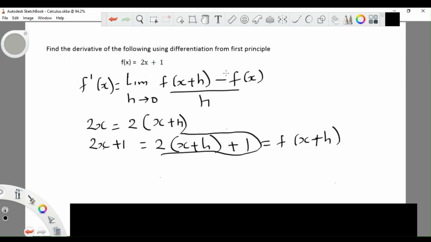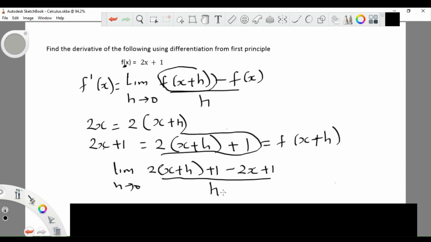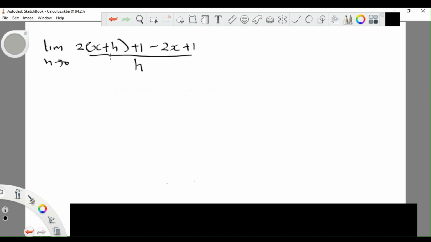And f of x is 2x plus 1. So therefore, our equation becomes the limit as h tends to 0. So I will replace this with 2, open brackets, x plus h, plus 1, minus f of x, which is 2x plus 1. So it's 2x plus 1 over h. So the next step is to simplify the numerator.